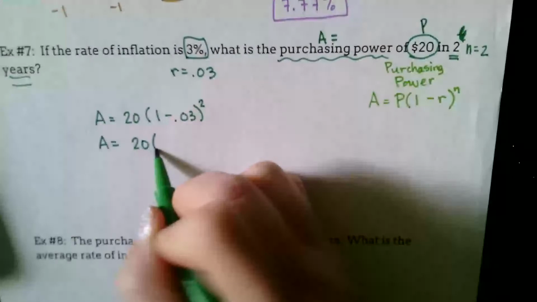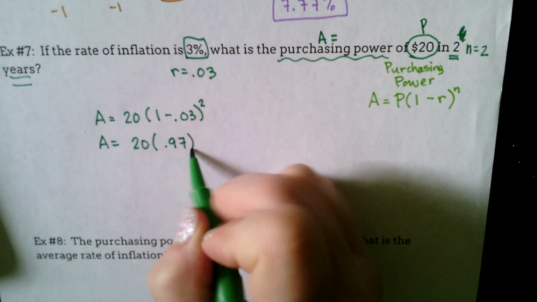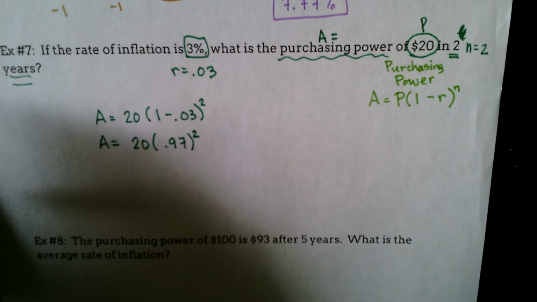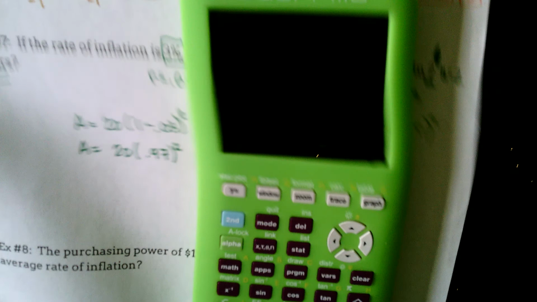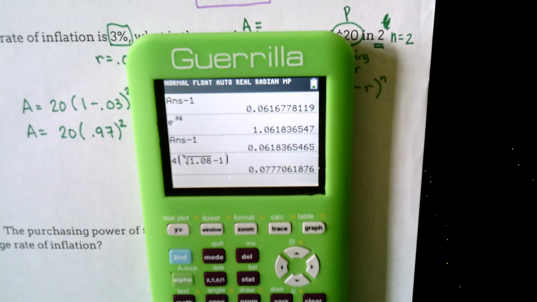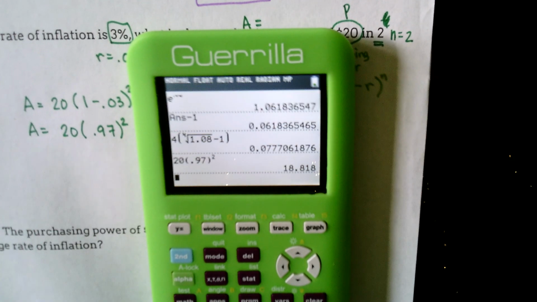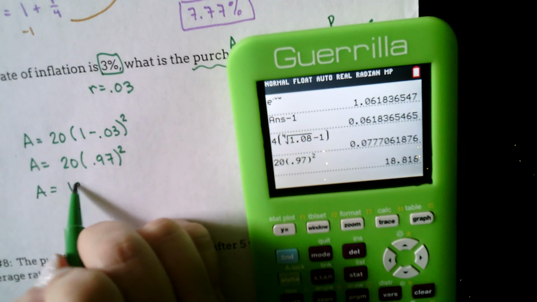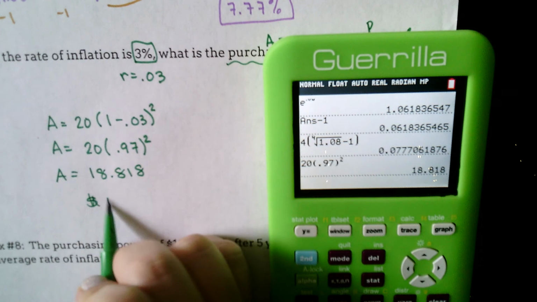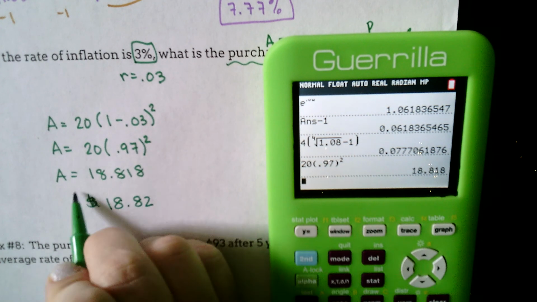So 20 times 0.97 squared. So my money is only worth 97% of its original value, and that goes over 2 years, so that's why we are squaring it. So I'll go on my calculator, 20 times 0.97 squared, and that amount of money, I get 18.818, so $18.82.